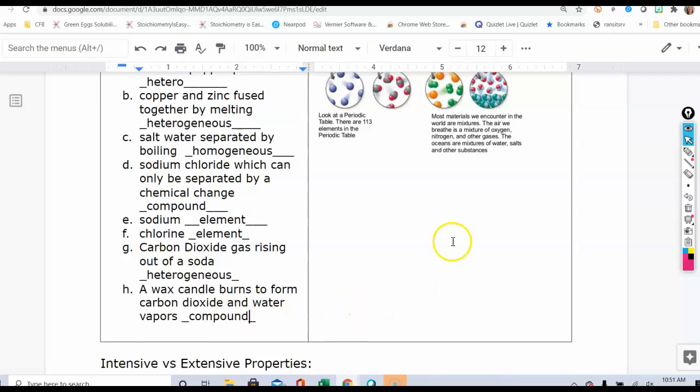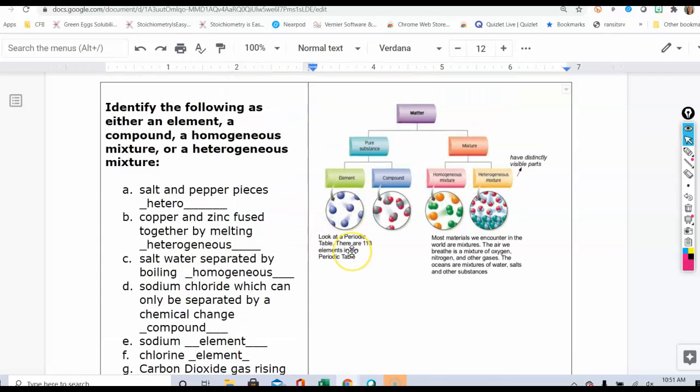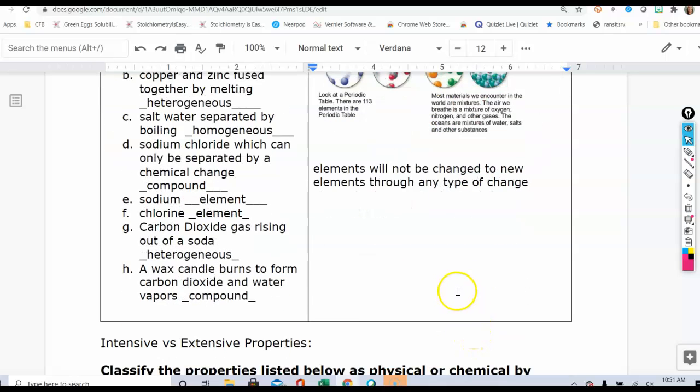Okay, please remember that your elements are never going to undergo, let's write that down, elements will not be changed to new elements through any type of change. So please make sure you understand that elements do not undergo a change. Can elements be combined to form compounds? Yes, but they will not be changed to new elements through any type of change.